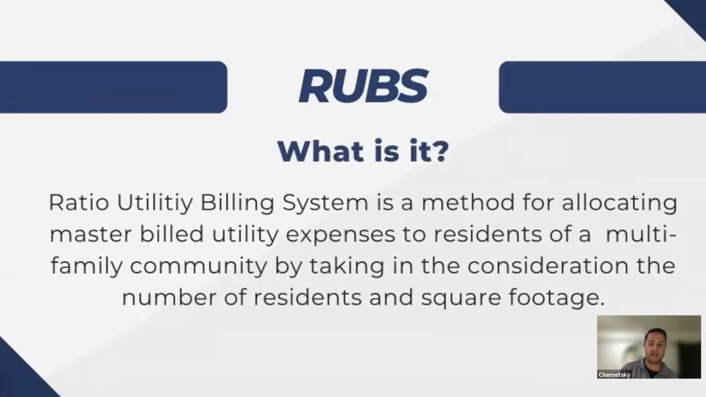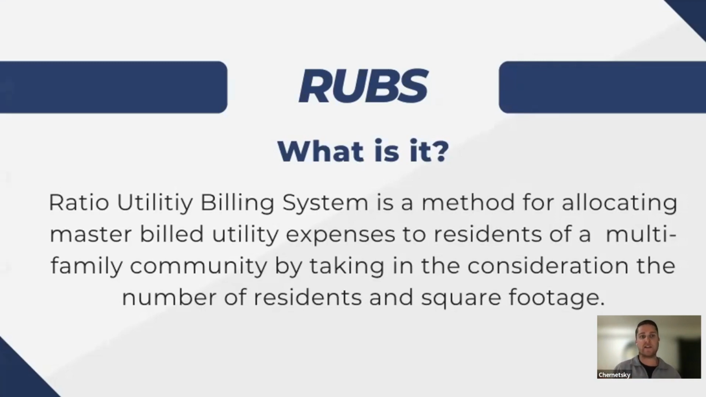It's meant for allocating a master meter bill utility expense to the different residents within a multifamily community. It's a different way of splitting it up. So the more historic way of doing it, the older way, would be just equally dividing it between each one of your units. So if you had 4 units, just splitting it 25% for each.